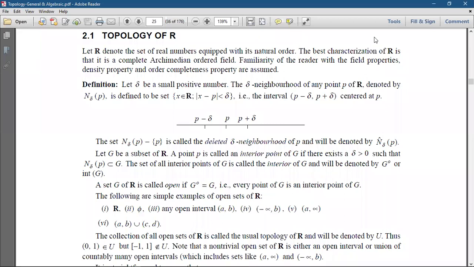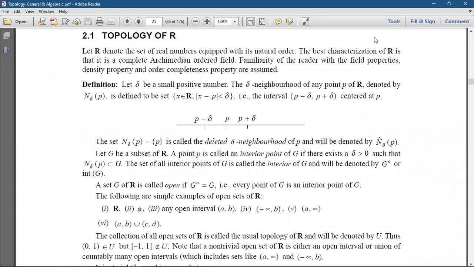In your previous class, I discussed some basic definitions such as neighborhood, delta neighborhood, deleted delta neighborhood, open sets, as well as closed sets. I also discussed that the complement of an open set is a closed set and the complement of a closed set is an open set. Now, recapping all these things in a short period of time.